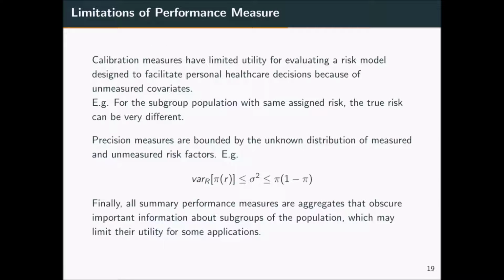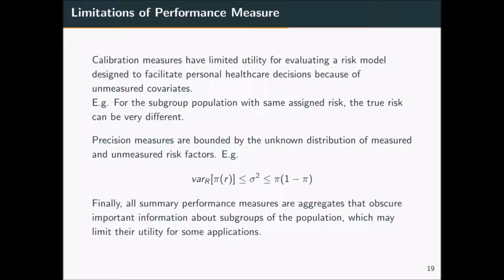Both calibration and precision have their limitations. Calibration measures have limited utility for evaluating a personal healthcare decision risk model. The woman who needs to know her breast cancer risk requires a model that accurately assesses her own risk, rather than the mean risk in a subgroup of women with the same assigned risk as her. In the subgroup of same assigned risk, the true risk can be very different.